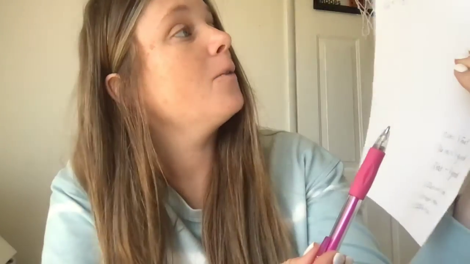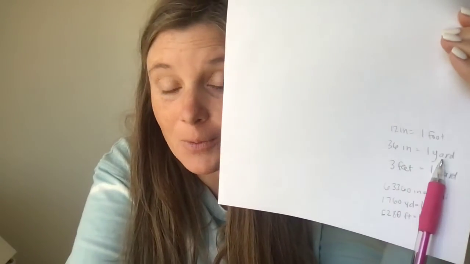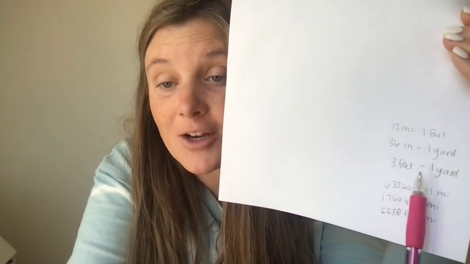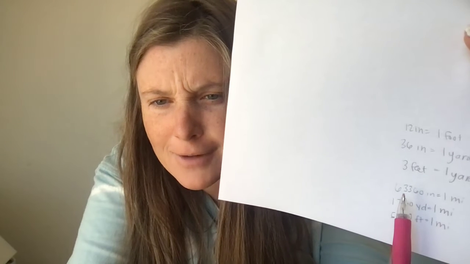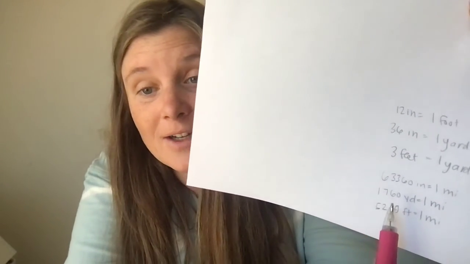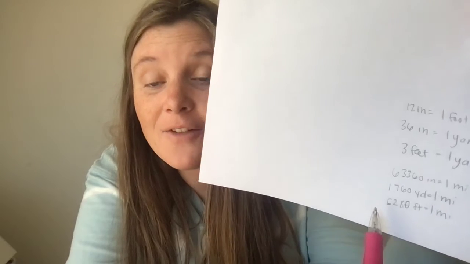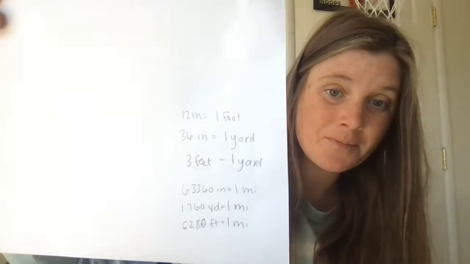12 inches are in 1 foot. 36 inches are in 1 yard. Can you write all this down? 3 feet are in a yard. 63,360 inches are in a mile. 1,760 yards are in a mile. And 5,280 feet are in a mile. So make sure to have all this information written down.